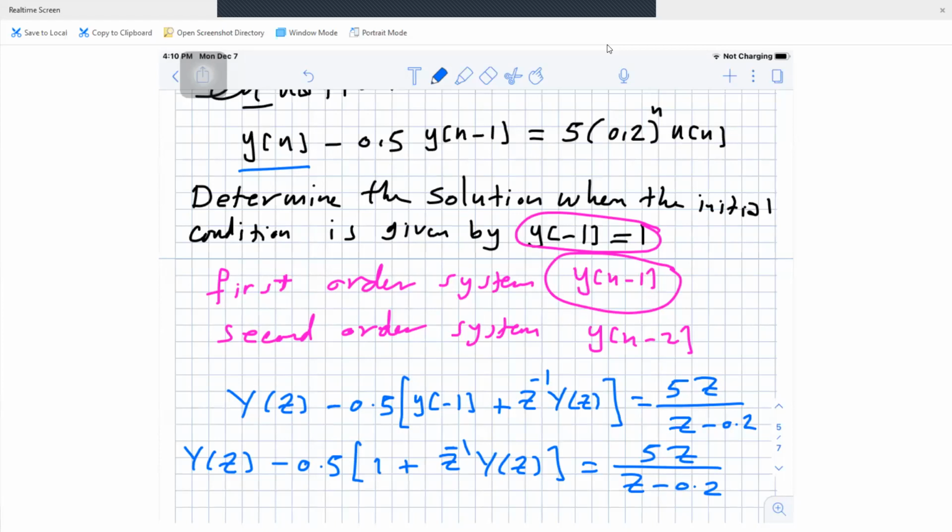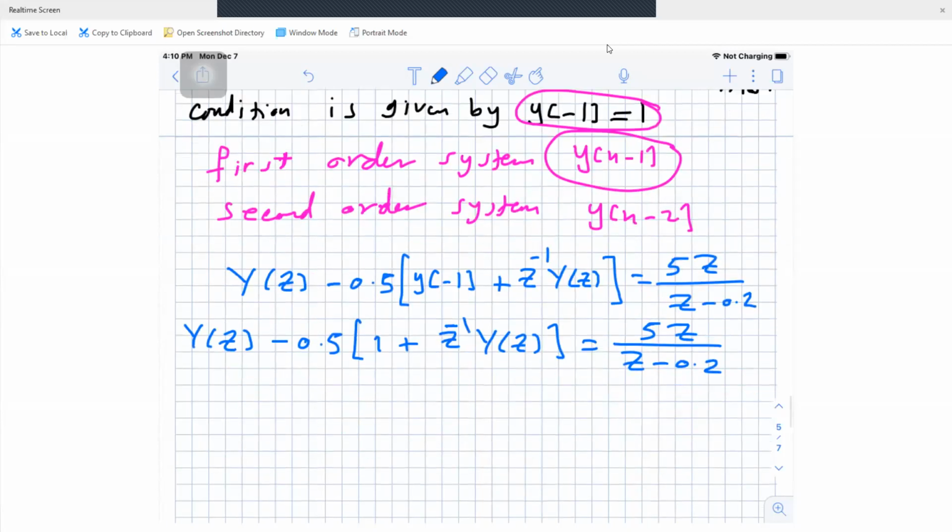When you determine the Z transformation for both sides of the equation, and then when you substitute the initial condition, after that we have to simplify the equation and solve for Y of z. Now, what I am going to do is expand these brackets.